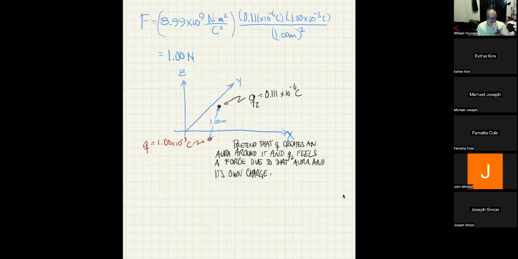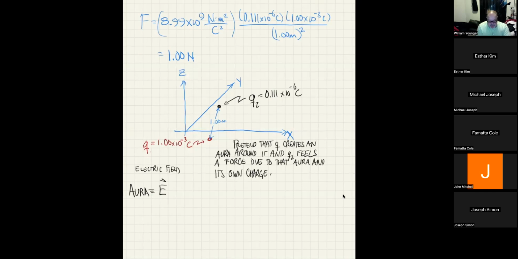It's like this charge Q has made some field around it where everywhere you assign some quantity, it's actually going to be a vector quantity. And one of the points around it happens to be the point where Q2 is. And since Q2 is there, it's feeling a force. And that force is actually equal to 1.00 newtons. Okay. If you want to take out the effect that Q2 has on it, you would want to divide the force by that Q. So we're going to call the aura the electric field.